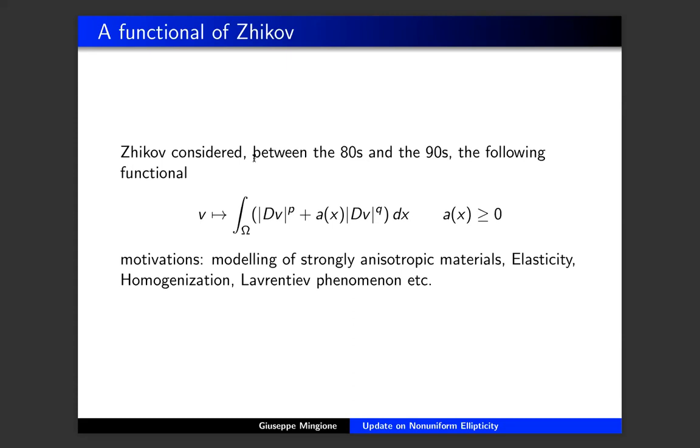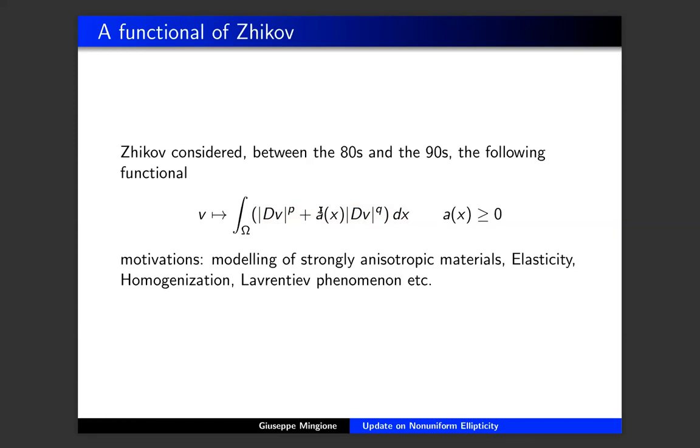So let me consider this functional originally introduced by Zhikov in the 80s in the setting of anisotropic materials, elasticity, homogenization, Lavrentiev gap, and so forth. So this functional is perfectly scalar convex. You can also make it non-degenerate or symmetric with respect to the gradient variable, but that's not the point. Just consider the p-q growth.